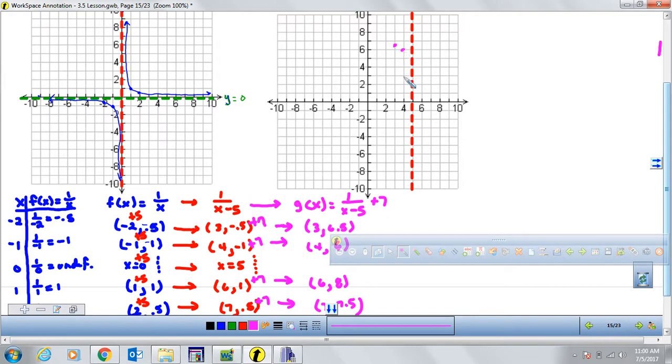Right? And that's what we see. And now one more thing. Oh, well, let me graph them all first. So 6 comma 8. 6 comma 8 right here. And 7 comma 7.5, which is right here. Now let's look at one more thing, the horizontal asymptote.